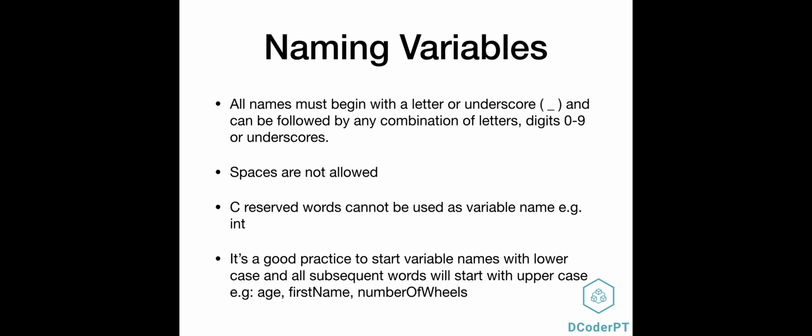And like I was mentioning, it's good practice to start variable names with lowercase, and all subsequent words will start with an uppercase. We have some examples. age is just one word, so we type it all in lowercase. firstName has two words, so first starts with lowercase and then Name starts with uppercase, and same thing for numberOfWheels. In this case we have three words, so whenever we start a new word, except for the first one, we use uppercase. So these are the rules; some are mandatory, for instance the first point, others are just good practices that we need to follow.